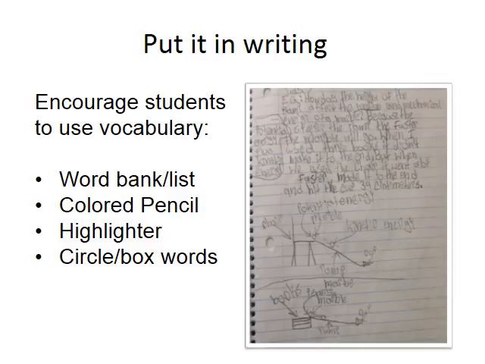Some ways to encourage students would include giving them a word bank or list of a few words to use in their writing. Students can also be encouraged to include vocabulary words by tracing over words with a colored pencil or a highlighter. Students can also be given the challenge to circle or box the science words that they have used in their response.